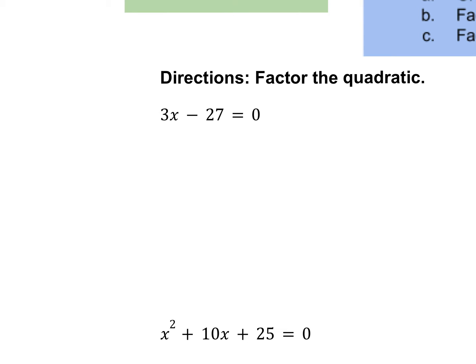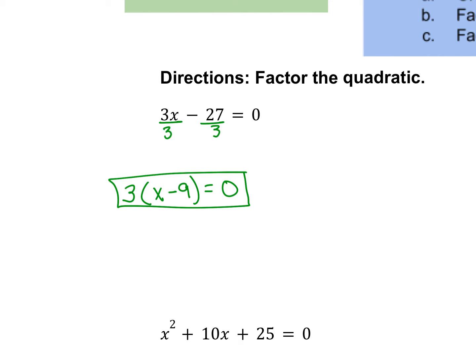When I look for a greatest common factor, I ask myself, what does 3x and 27 have in common? And that is a 3. So I'm going to divide both of those by 3, and then I'm going to see what's left over. So 3x divided by 3 is x. Negative 27 divided by 3 is negative 9. And that will equal 0. Okay, that is the only step I'm asking from you today, is just to factor.